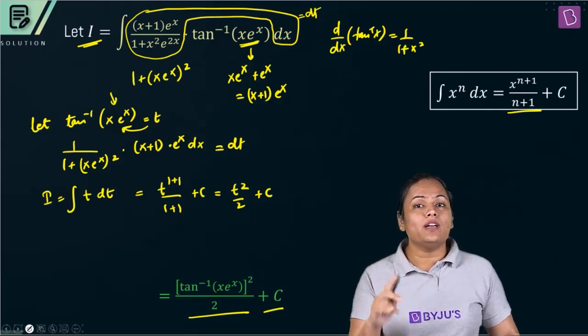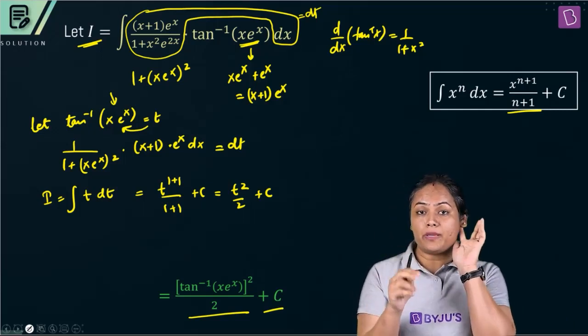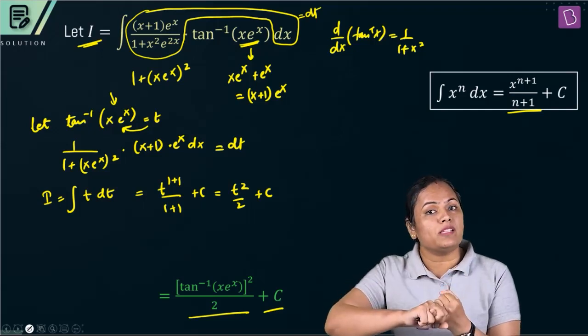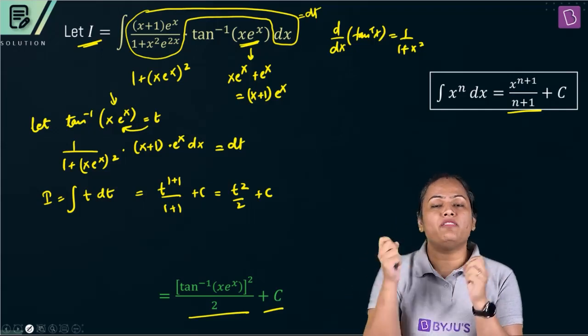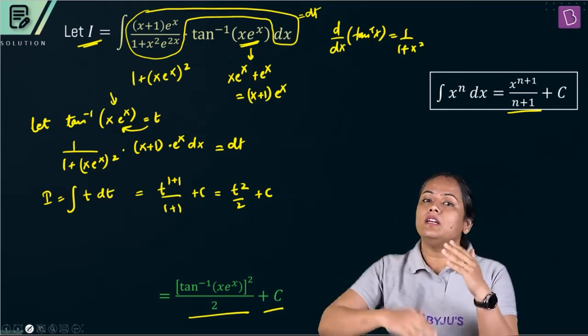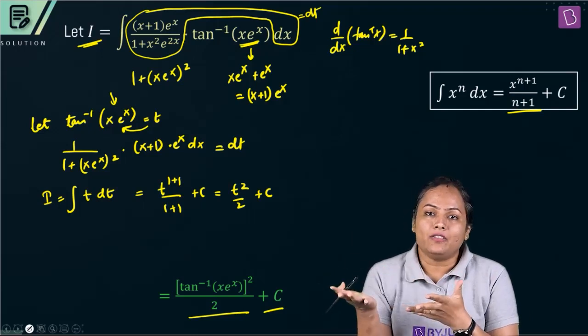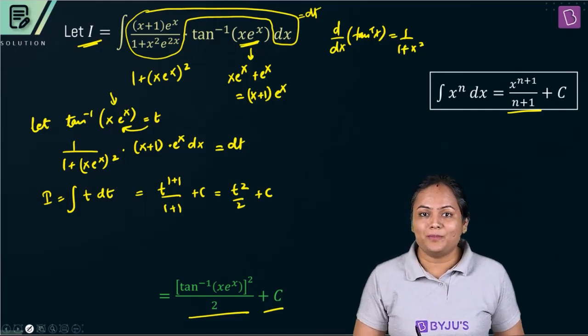So have you got it? What all things you have to pay attention to when you apply substitution? If there is a function present, you should have its derivative also. Then you can assume the function as some parameter t and its derivative will become dt, right? And then you can integrate the entire part.